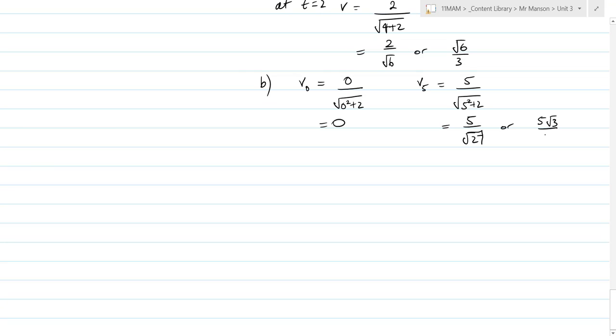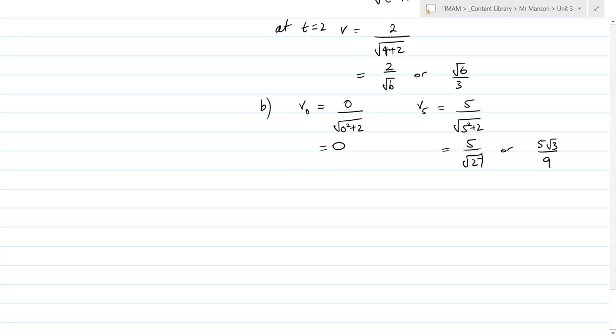Well, the 5's already outside the root. Not while they're added together. If it was 5 squared times 2, you could take it out, but with 5 squared plus 2, you've got to evaluate first. So there's my V values.